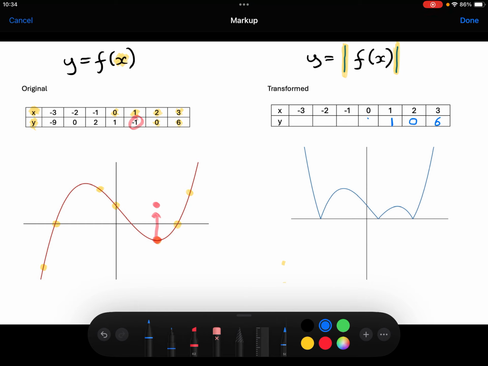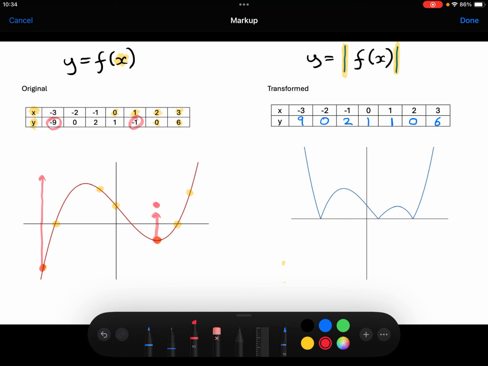Then the modulus of 1 is 1, the modulus of 2 is 2, the modulus of 0 is 0, and now we have another change over here. The modulus of minus 9 is going to be positive 9. So the point that was down here is now going to move up there.